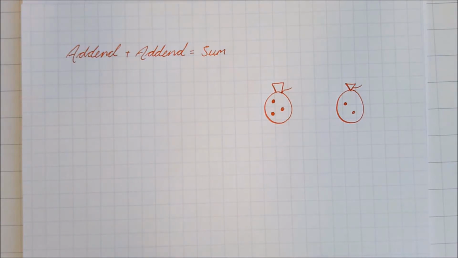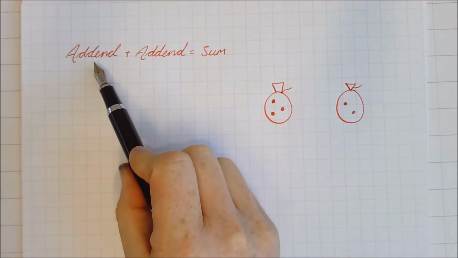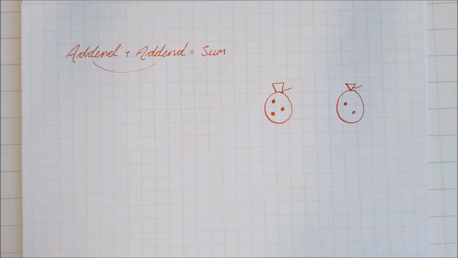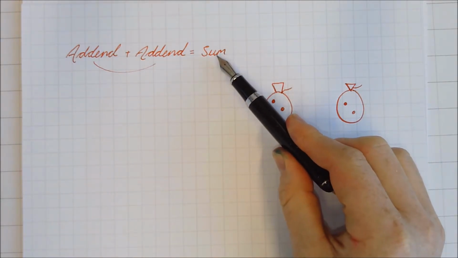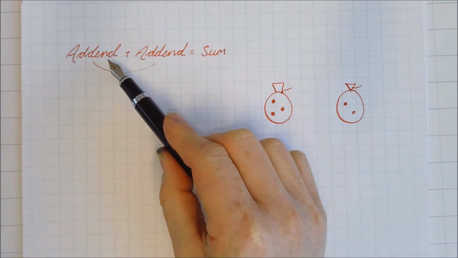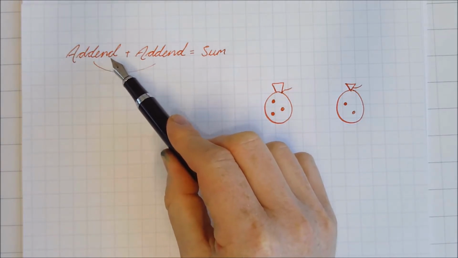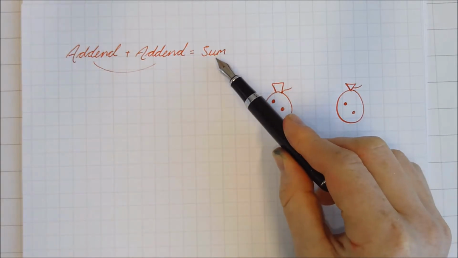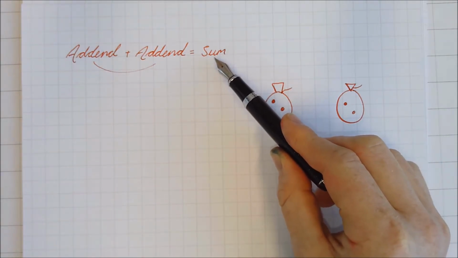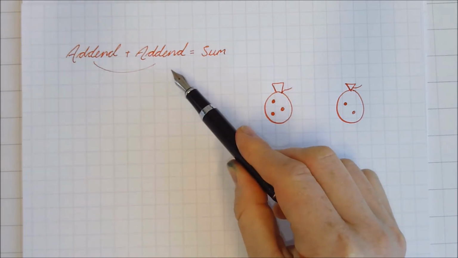When we're thinking about addition, there are two main pieces of vocabulary you need to understand. The first word is addend, which you can see used twice here, and the word sum. Addend is the name given to the numbers that you add together when you're doing addition. Sum is the name for the total of the addends combined.